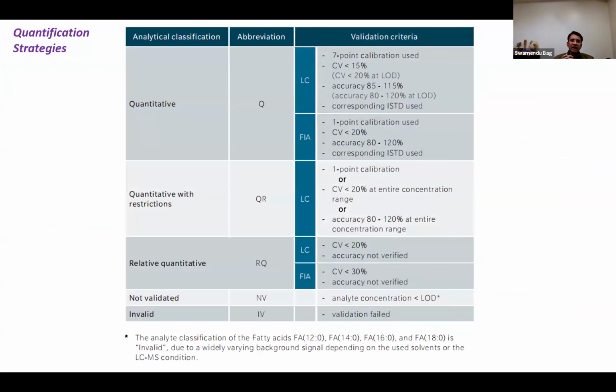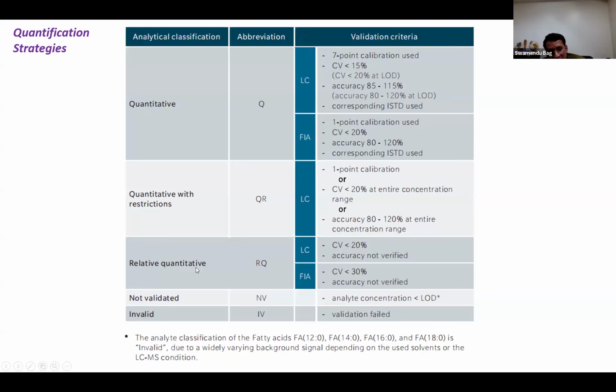So now the quantification strategy. As per the kit and the protocols, we have different types of quantification strategy. Some are quantitative: some metabolites from the LC and FIA parts are analyzed in a 7-point calibration mode. So this is called quantitative. And some metabolites from the LC part use quantitative with restrictions, meaning here we use only 1-point calibration. This is the standard protocol in the kit.